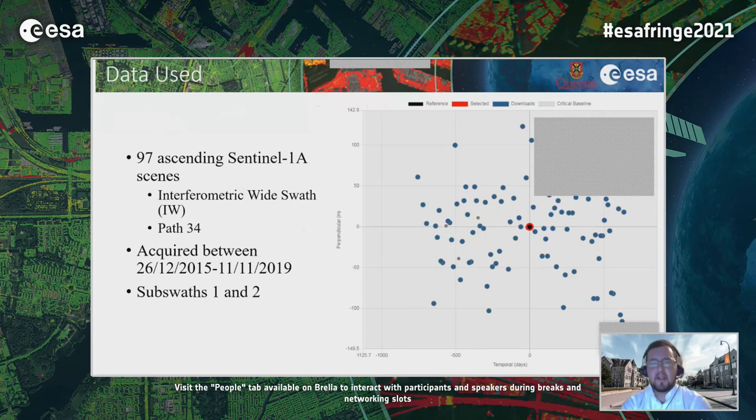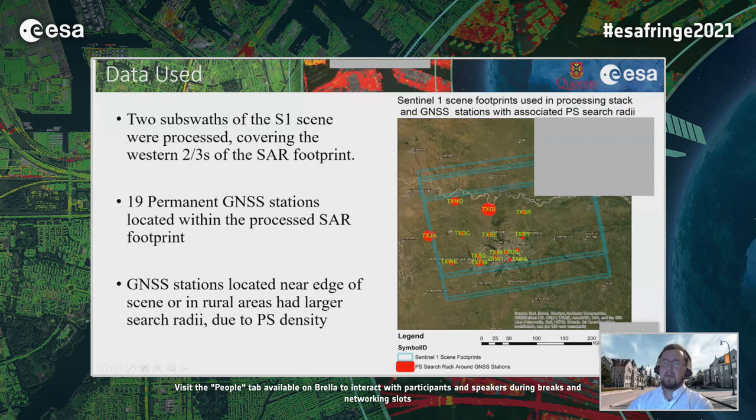So we acquired 97 ascending Sentinel-1A scenes acquired in interferometric wide swath mode between December 26, 2015 and November 11th, 2019. This here is the footprint of the acquisition, and we processed a full 2 subswaths of this acquisition. 19 permanent GNSS stations are located inside this processed footprint, which you can see there. And the red circles represent the polygons that we use to extract the persistent scatterers for our validation.